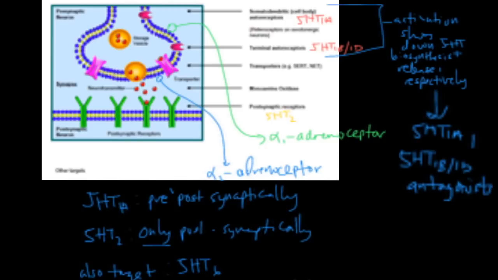So antagonists at these receptors would antagonize shutting down serotonin synthesis or release. So these antagonists will block shutting down, therefore releasing and making more serotonin. Those are just possibilities.